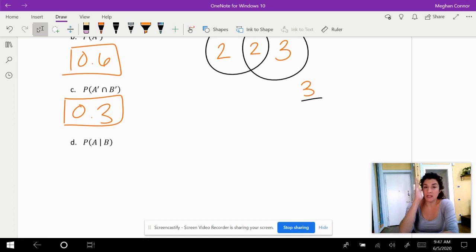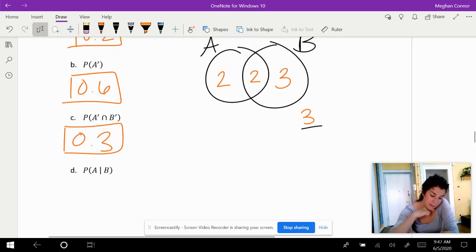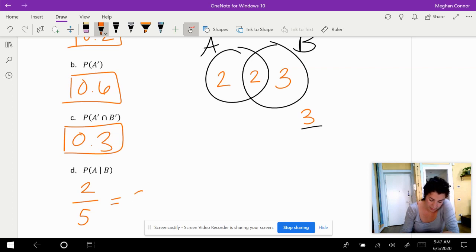Probability of A, remember that straight line down is given B. So probability of A given B, given means this is where we start from. We start from the B. So that's 5. And then probability of A given that we're in that bubble is 2. So that's 0.4.